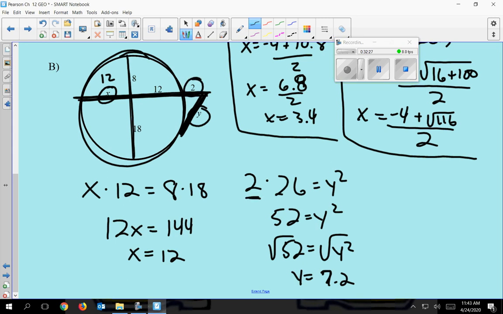Okay, and that's where that comes from. This 26 comes from these three pieces, so 2 and 12 and 12. So that's what gets me 26. And I get the tangent line as y, and I'm supposed to square it. So I squared it right there. So 2 times 26 is 52. 52 equals y squared. I took the square root of both sides, and I got y is about 7.2. So that wraps up section 4.